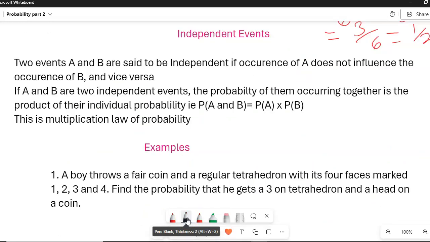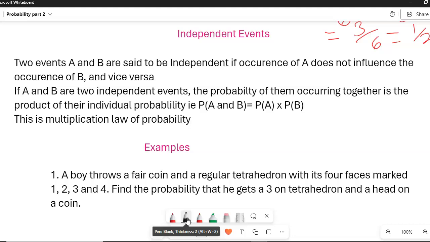The other kind of event is now independent events. The first one we talked about was the dependent event or mutually exclusive. The second one is independent events. When you have two events, A and B, they are said to be independent if the occurrence of event A does not influence the occurrence of event B, and the opposite is true: the occurrence of event B does not influence the occurrence of event A.